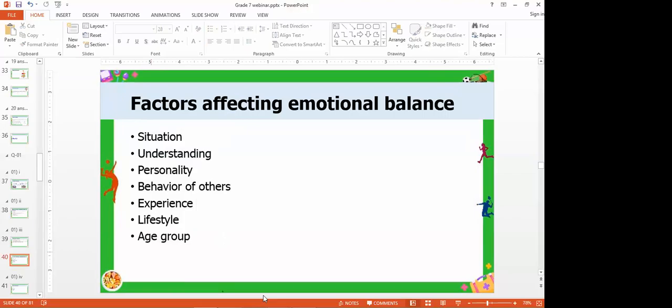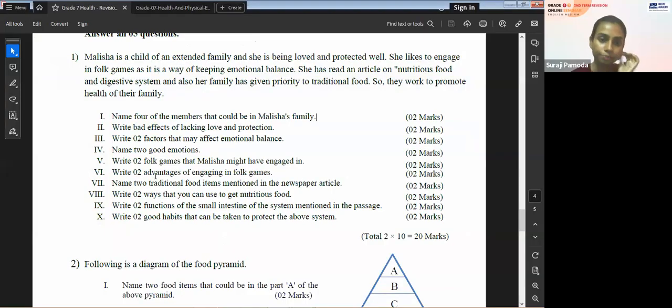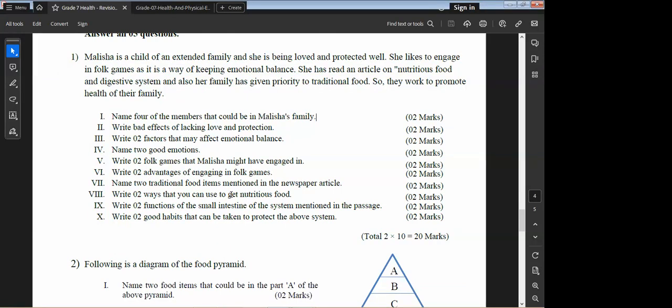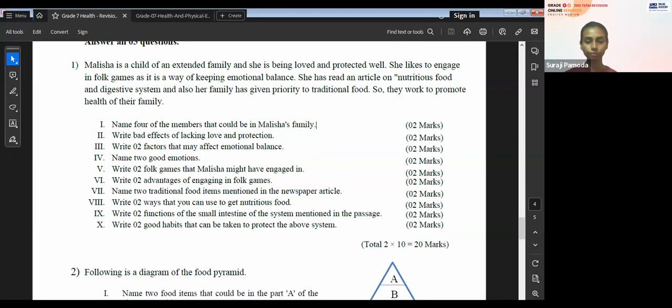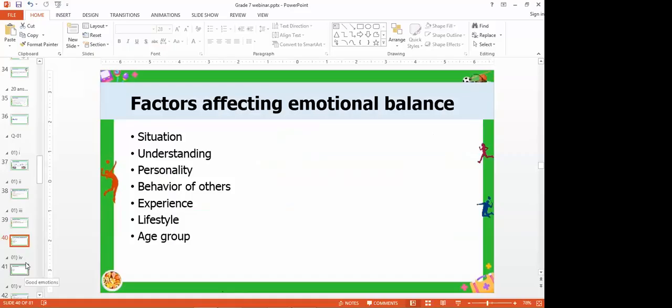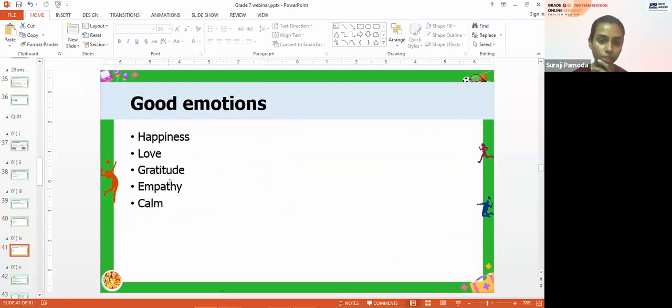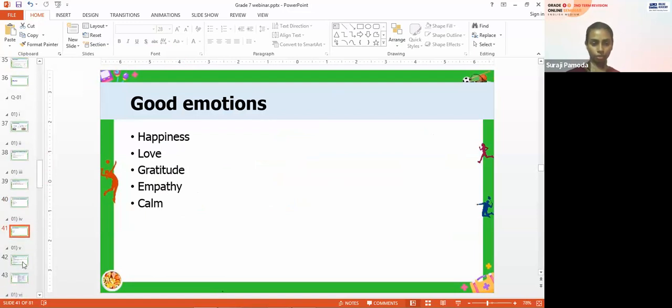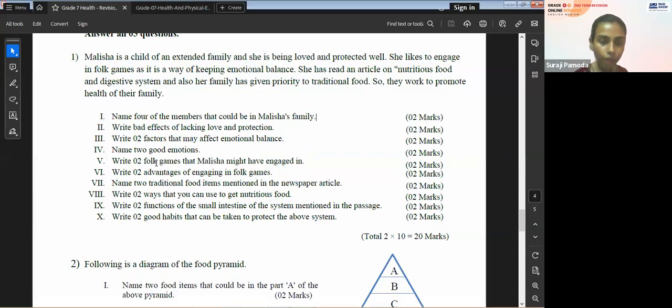Okay, teacher. Right. Then the 4th one, name 2 good emotions. So tell me 2 good emotions. Happy. Yes, happy. Another one. Enjoyment. Yes, enjoyment. Joyness. Right. Here I have mentioned some of them. Love, gratitude, empathy. Right. So you can write any good emotions to this question. Okay. Right.